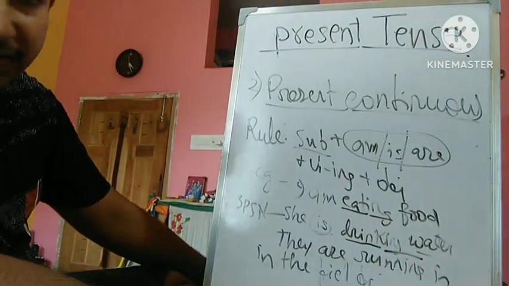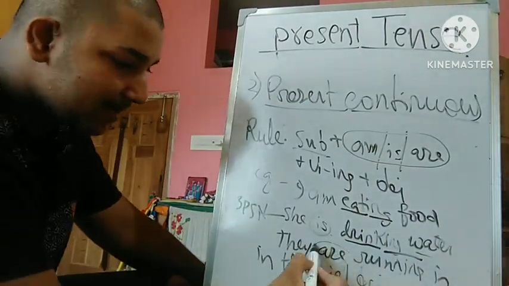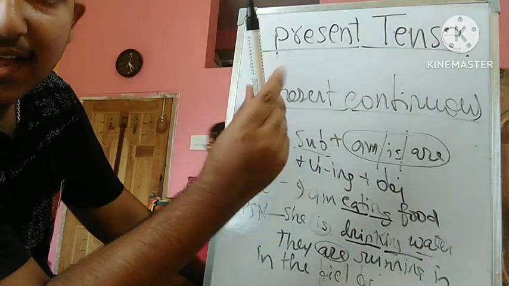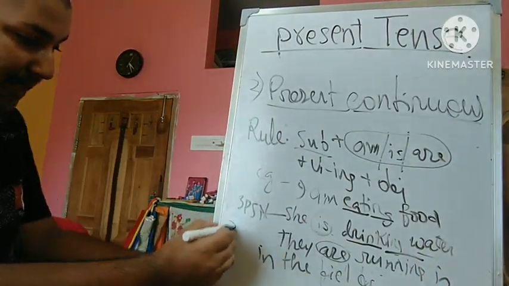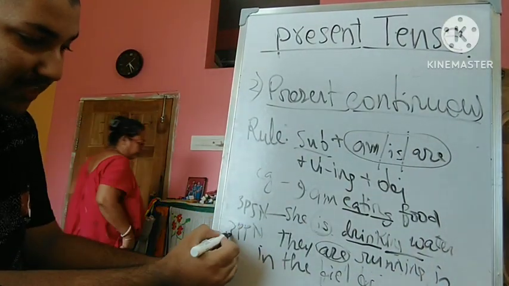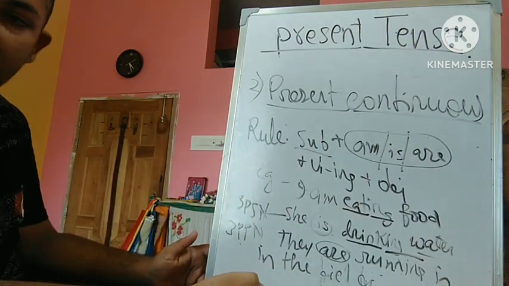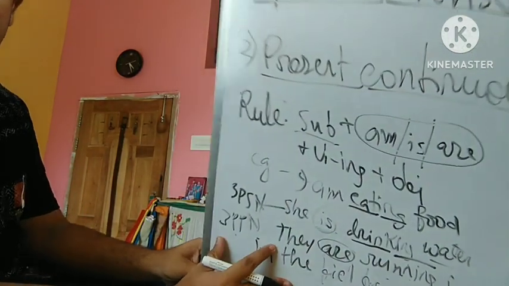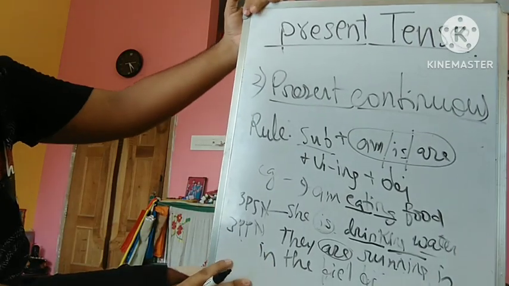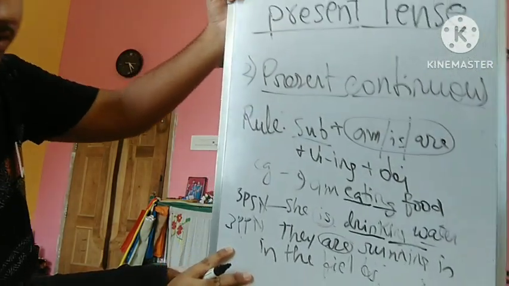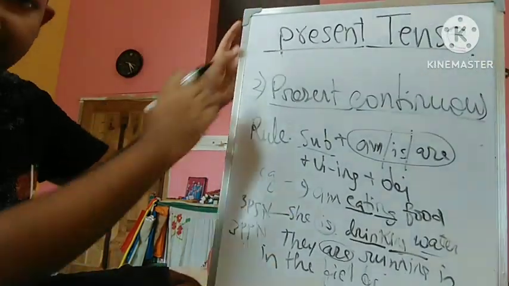They are running in the fields. Now here R is written. It means 3 ppn. 3 ppn means third person plural number. Clear to you? I am raising the board a little bit. Clear to you? Okay. I'm raising this.